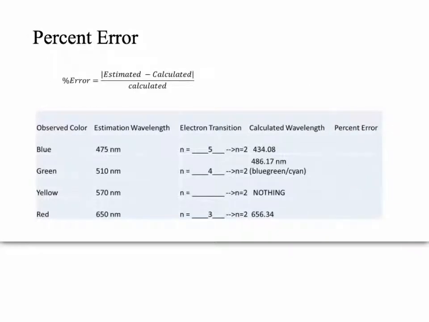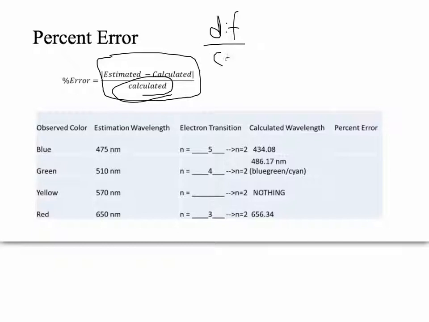So with that in mind, let's go ahead and calculate percent error. Percent error is the absolute value of your estimated wavelength minus your calculated wavelength, divided by the calculated wavelength. So we're saying, what's the difference between my estimation and calculation, divided by my calculation. And then you multiply that by 100%, and that will give you your percent error.